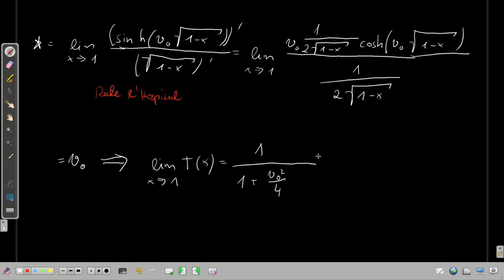And this gives now a more analytical explanation of how the transmission probability depends on the properties of the potential barrier, since v0 is proportional to v0 times d, the width of the potential barrier. So as v0 goes up, T goes down, and as d goes up, T goes down as well.